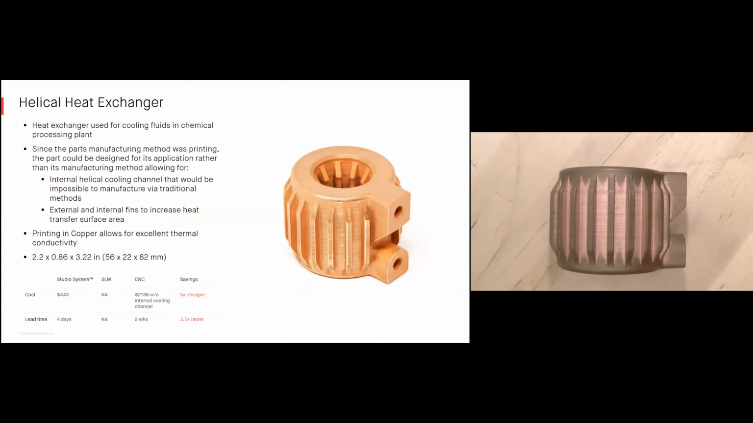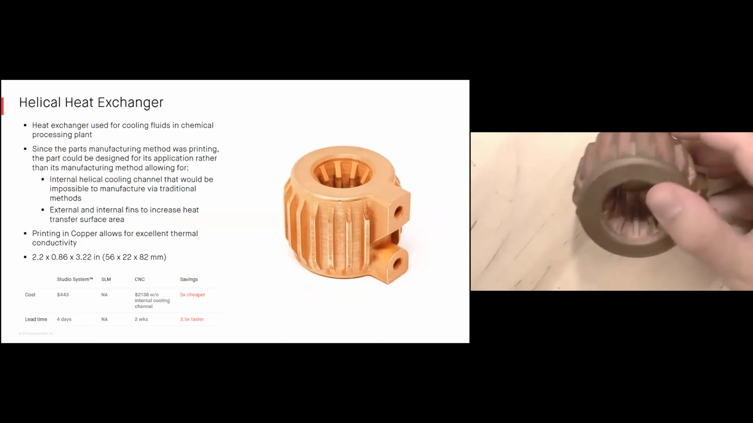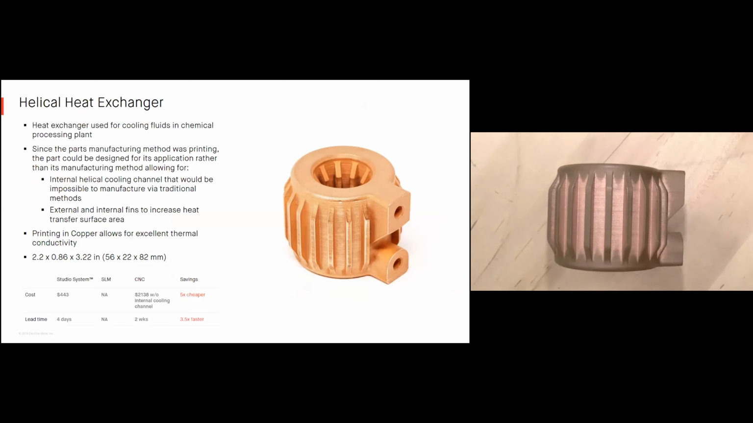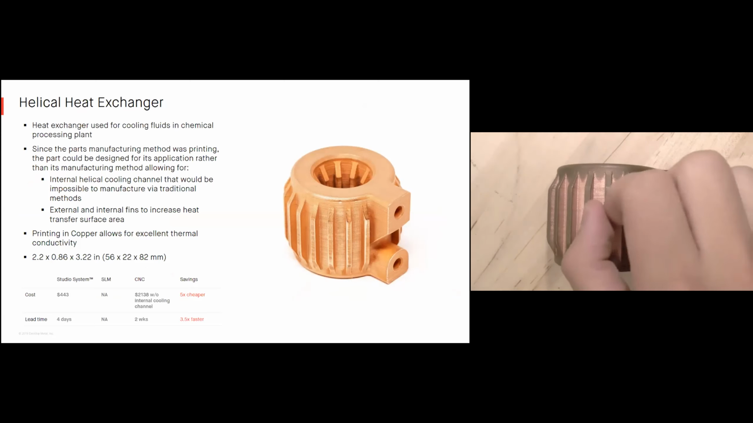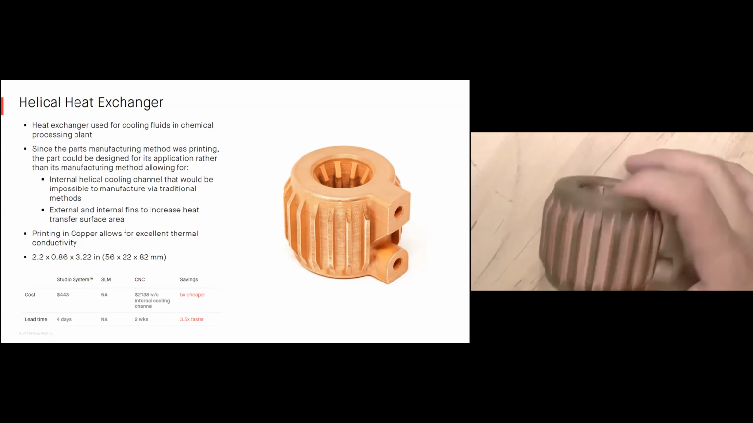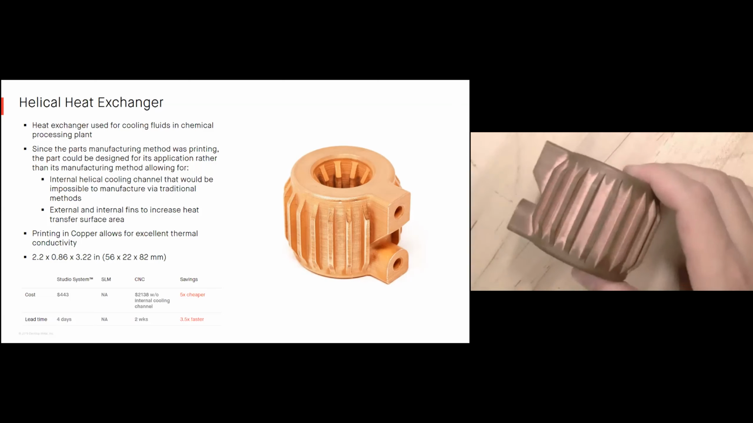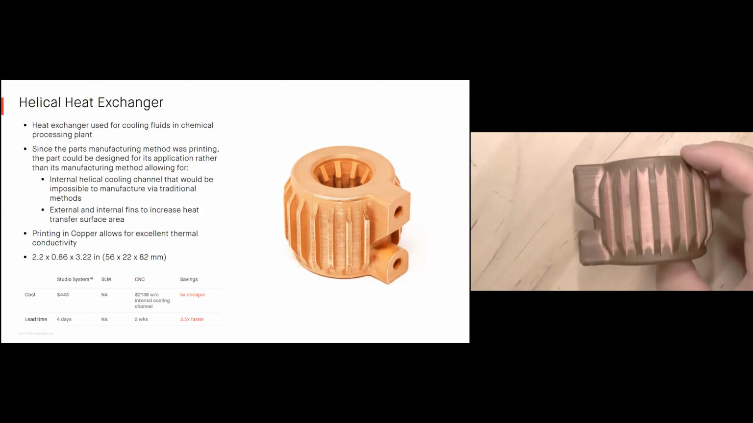Since the part was going to be printed, they decided from the beginning, they were able to incorporate that cooling channel. They were also able to incorporate these external and internal fins that would be very, very expensive to machine due to their thin features, and copper can be gummy and quite expensive to machine. The studio system was able to print this part in just 4 days, about $440. It's not possible to produce this part via SLM or powder bed fusion, but the CNC machining alternative was about $2,100.